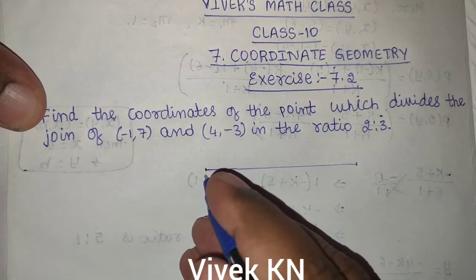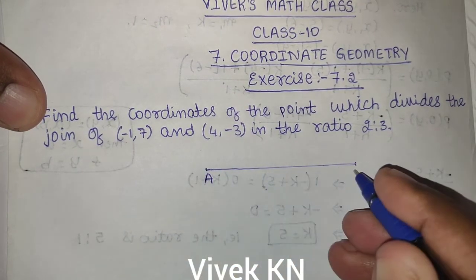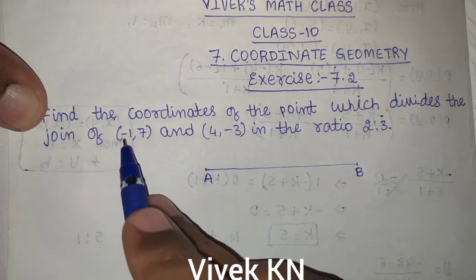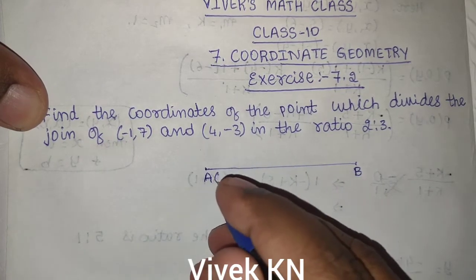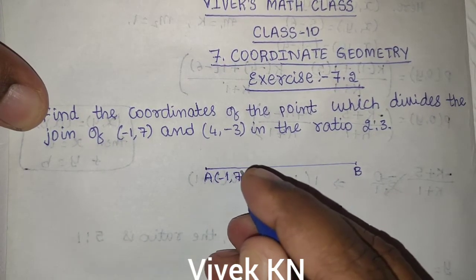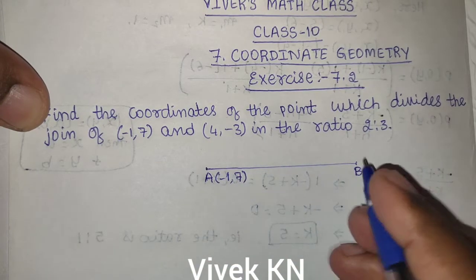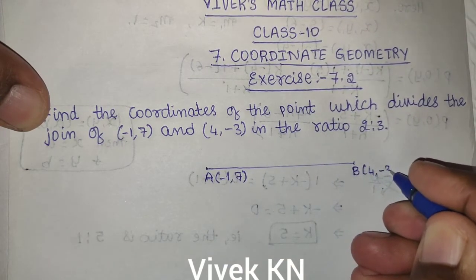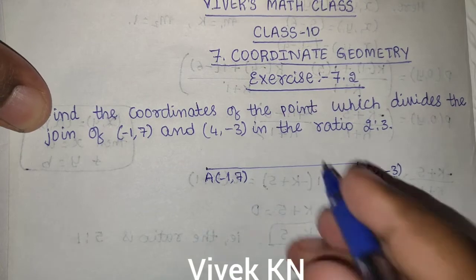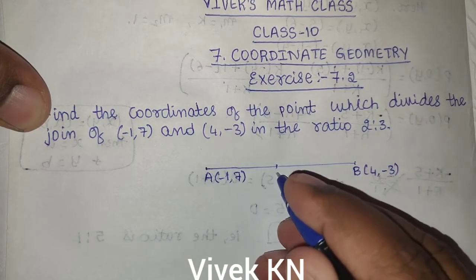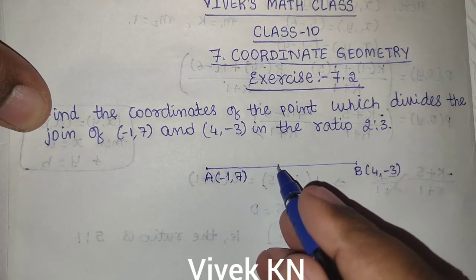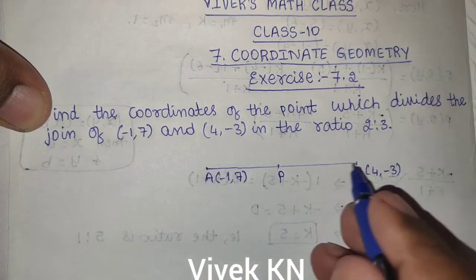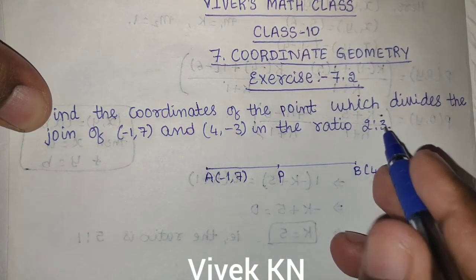Let us assume this is the point A and this is the point B. The coordinates of point A are (-1, 7) and the coordinates of point B are (4, -3). Now let us assume that this is the point P. Here, this point P divides the line segment joining the points A and B in the ratio 2:3.